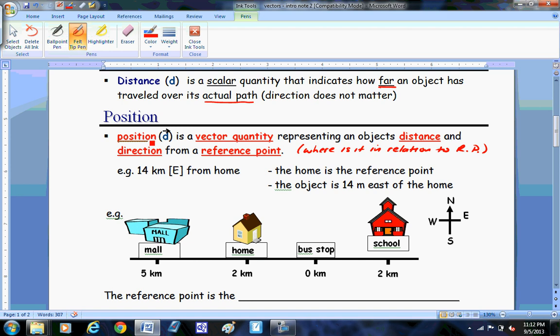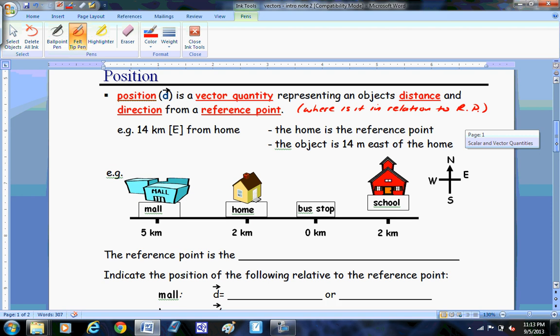And a great example would be, say, someone asks you where your home is. Where is your home in relation to the school? And someone might say 5 kilometers. Well, that 5 kilometers is meaningless because which way is it? Is it north, south, east, west? Means nothing. But if you just say that your position is 5 kilometers west of home, you'd have an idea where you are. So again, that's the big difference between the two.